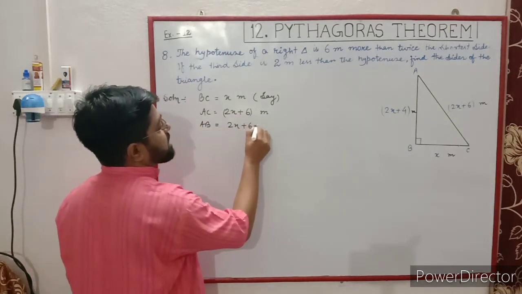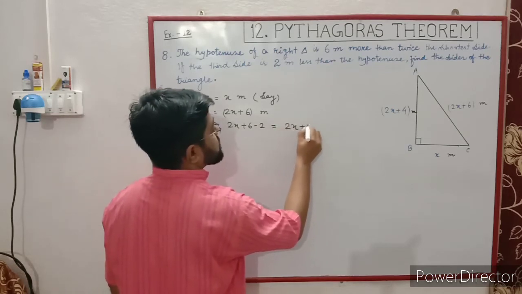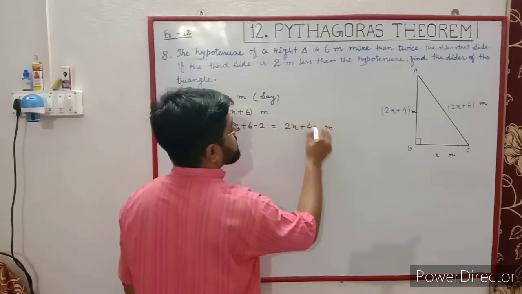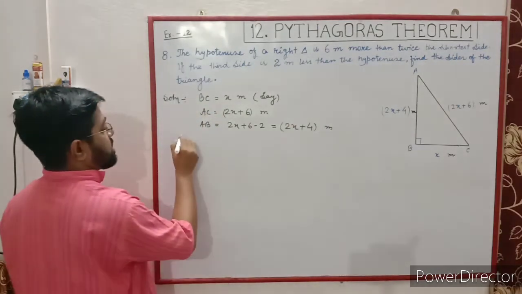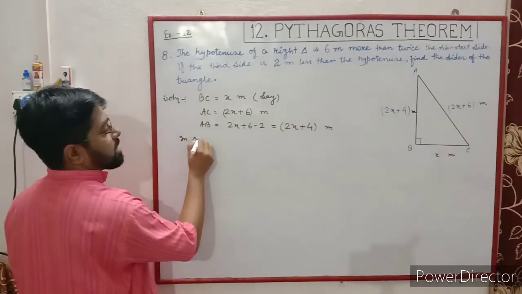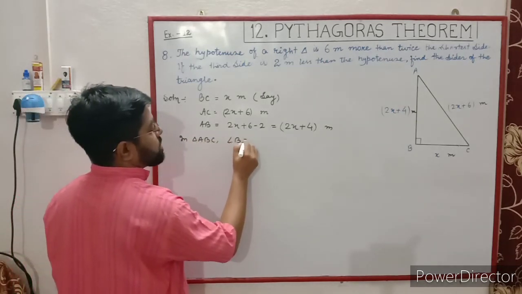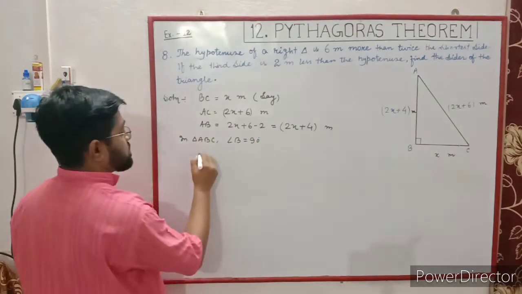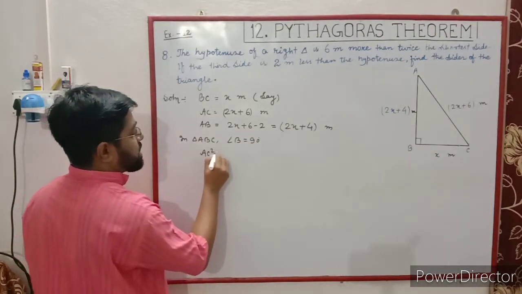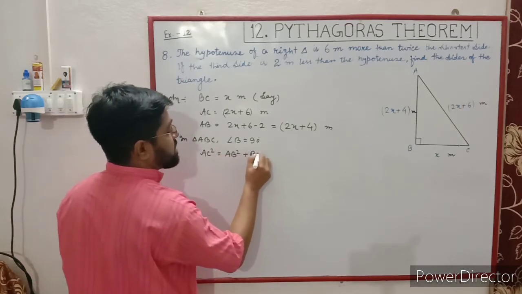2x plus 6 minus 2, so we have 2x plus 4 meter. Now in right angle triangle ABC, angle B is equal to 90 degree, so we can apply the Pythagoras theorem. So AC square is equal to AB square plus BC square by Pythagoras theorem.